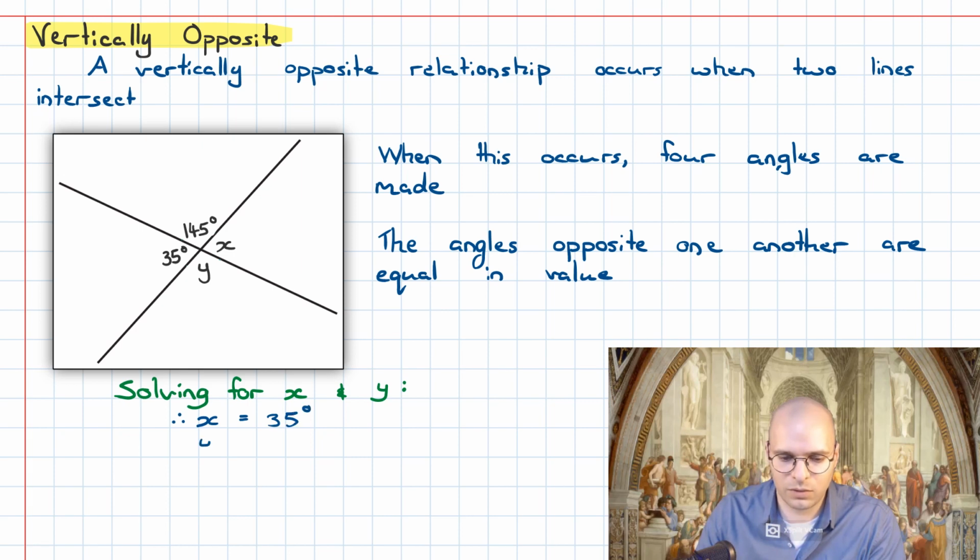Starting with x, we simply know that the value of x is 35 degrees because if you locate x and you look at what's vertically opposite to x, you can see it's 35 degrees, so they have to match. Similarly for y, we know that y is opposite the 145 degree angle, so therefore y must also be 145 degrees in turn. We show our geometric reasoning by writing vertically opposite next to the calculations.